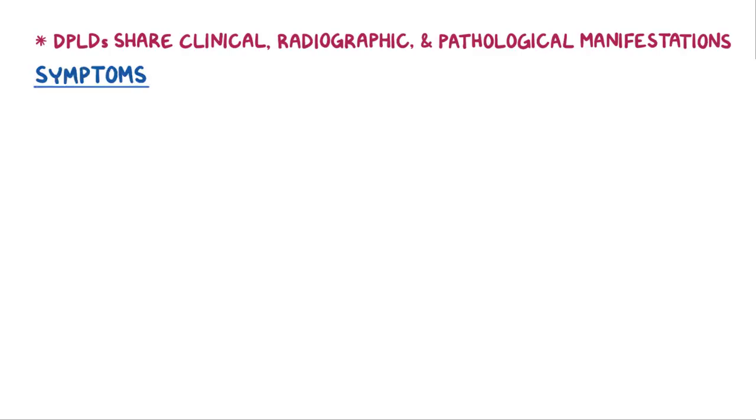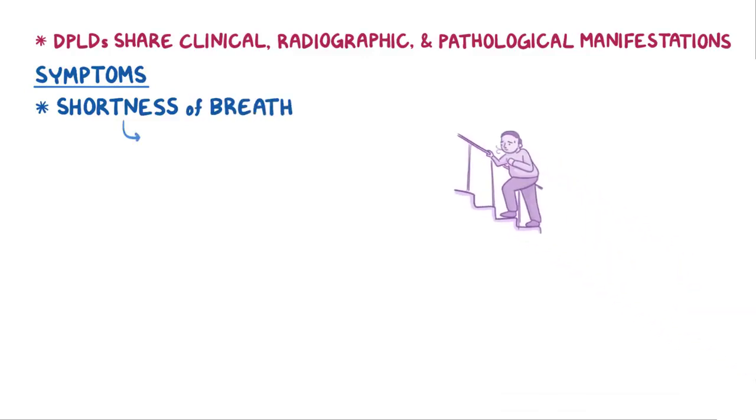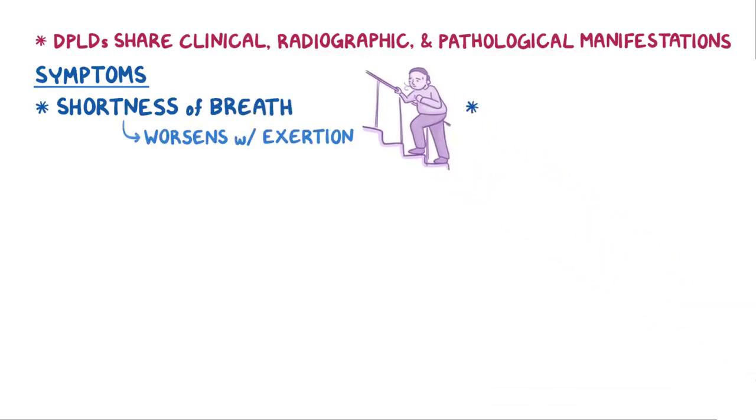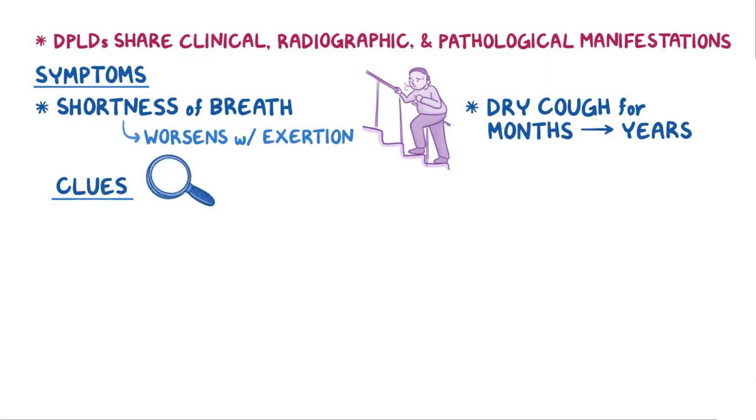Alright, now regardless of the cause, DPLDs share similar clinical, radiographic, and pathological manifestations, which is why all these diseases are clumped under the DPLD umbrella. Individuals with DPLD commonly present with shortness of breath that worsens with exertion and a dry cough over the course of months to years. But these are still broad symptom categories, so thinking through other clues can help.